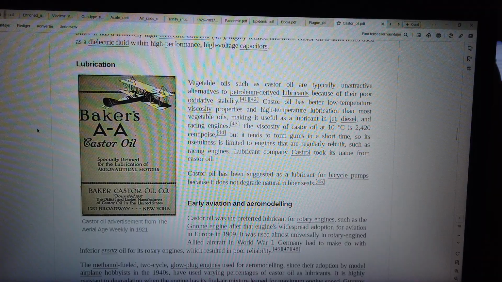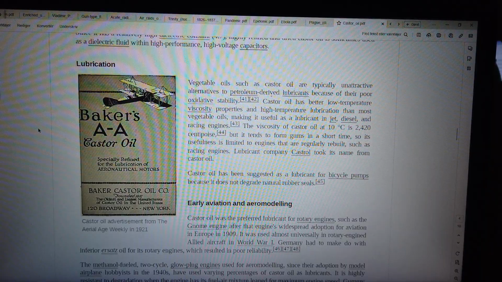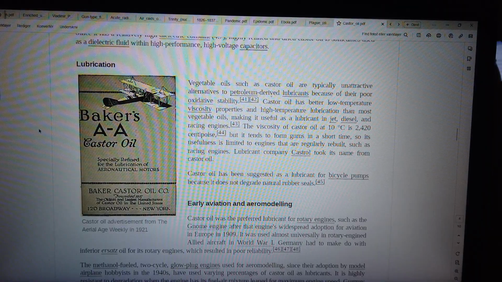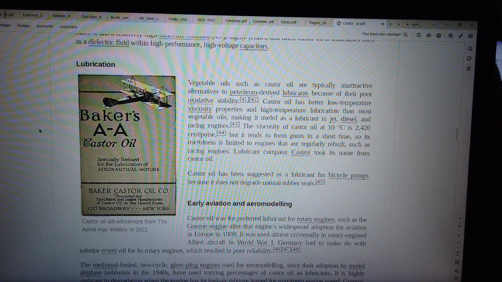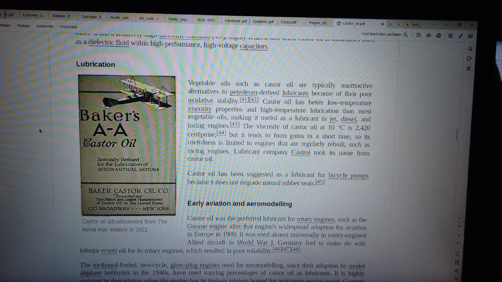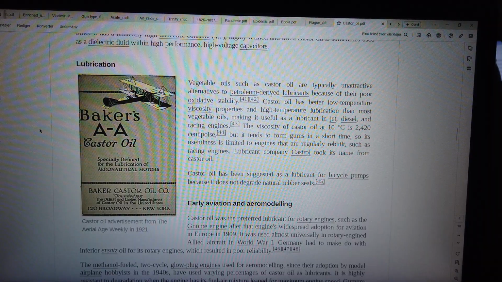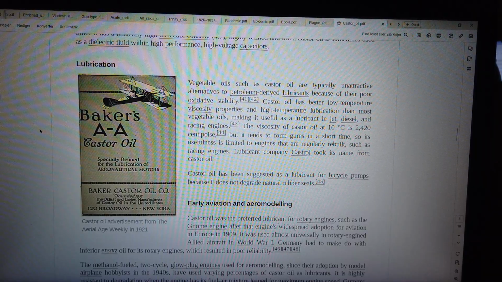The viscosity of castor oil at 10 degrees Celsius is 2,420 centipoise, but it tends to form gums in a short time, so its usefulness is limited to engines that are regularly rebuilt, such as racing engines. A lubricant company, Castrol, took its name from castor oil. Castor oil has been suggested as a lubricant for bicycle pumps because it does not degrade natural rubber seals.